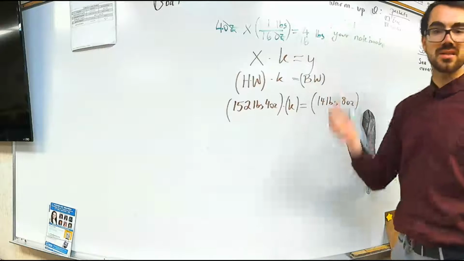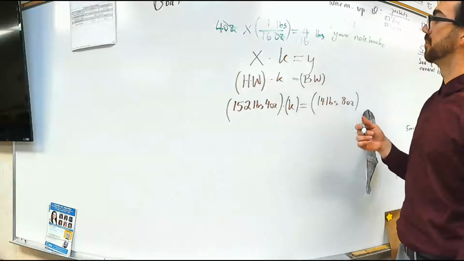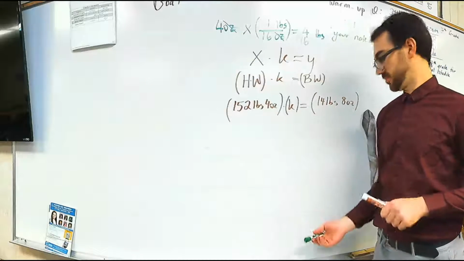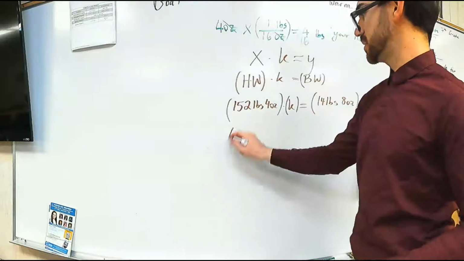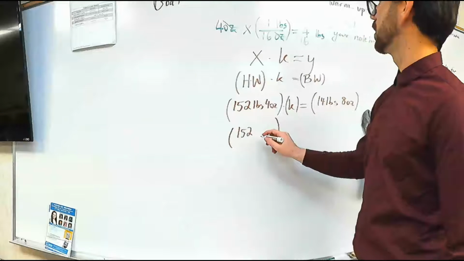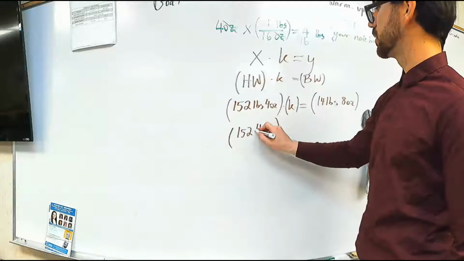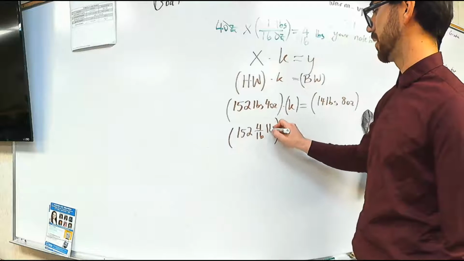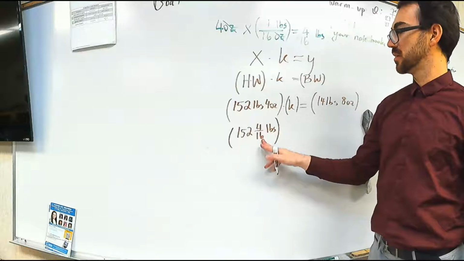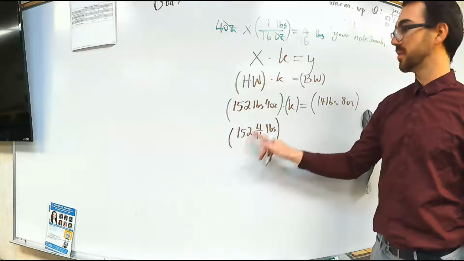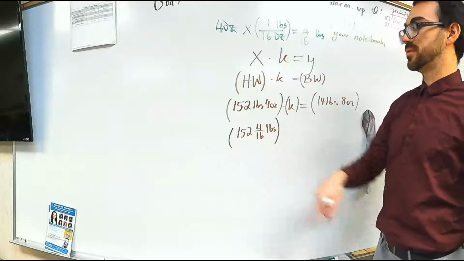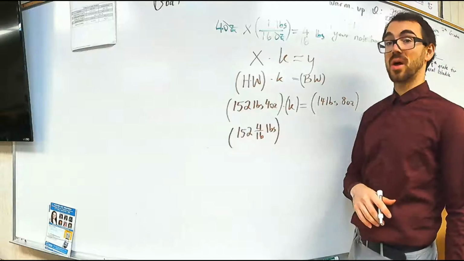Okay, 4 over 16 is the same as 1 over 4. We can just keep it like that, or we can convert it to 1 over 4, whichever is easier for you. So our new mixed number is 152 and 4/16 pounds. Okay, so we converted the 4 into 4 over 16. 152 was already in pounds. Together, this gives us our mixed number, 152 and 4/16 pounds.